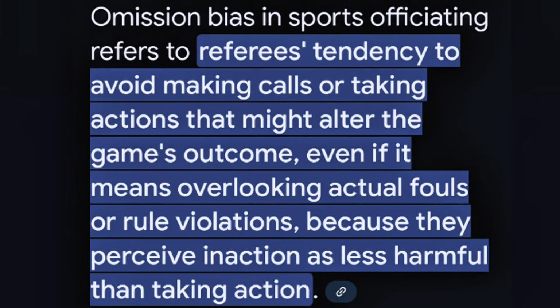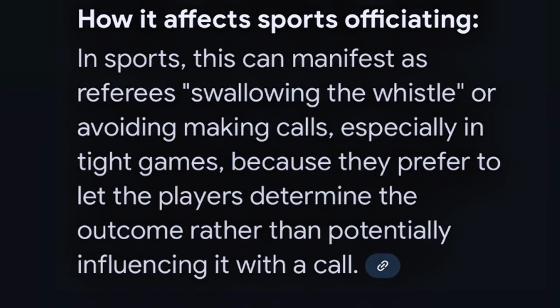By definition, omission bias in officiating refers to referees' tendency to avoid making calls or taking action that might alter the game's outcome, even if it means overlooking actual fouls or rule violations, because inaction seems less harmful than taking action. How it affects officiating? Look at the term, swallowing the whistle, avoiding making calls, especially in tight games. They'd rather the players determine it than make a call and influence it.